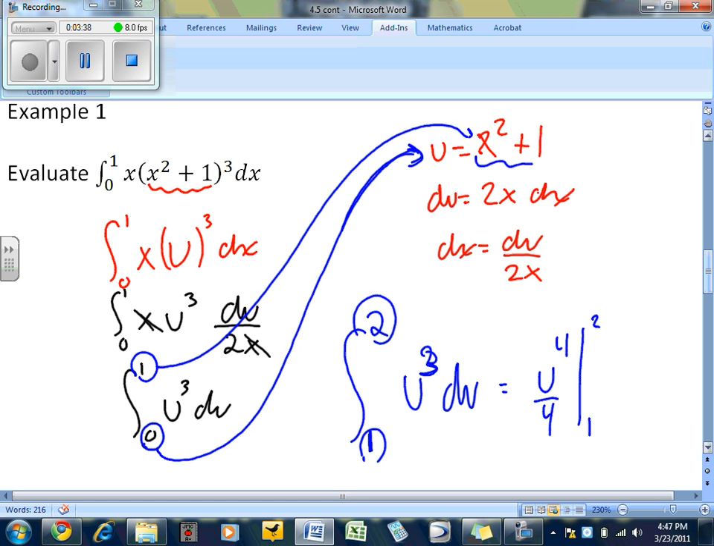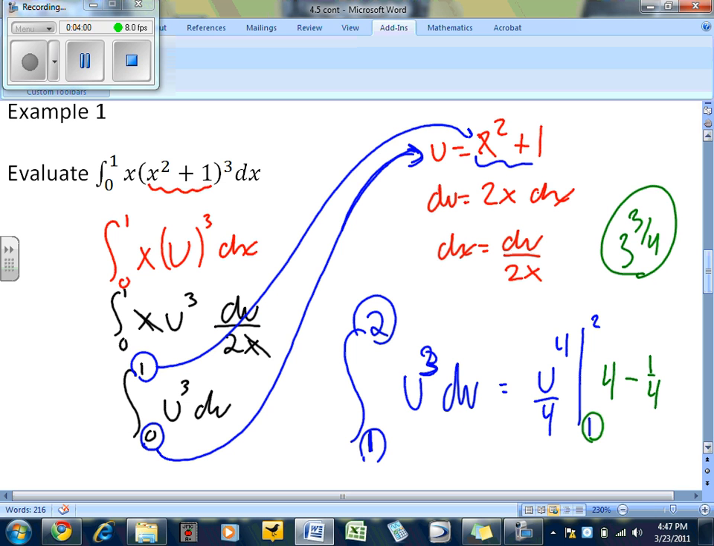So then we still go top minus the bottom. So 2 to the 4th power divided by 4. 2 to the 3rd power is 8. So 2 to the 4th power is 16 divided by 4 is 4. And then we plug in 1. 1 to the 4th power is 1, all over 4 is 1/4. Right? So we're going to get a final answer then of 3 3/4.